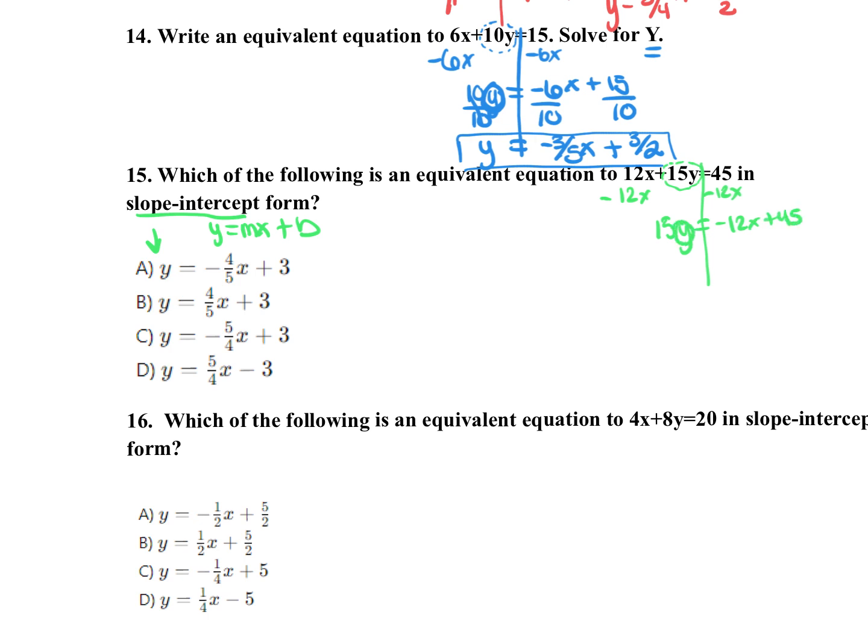I need the y by himself. The y is multiplying with 15. So to undo multiply, you have to divide every single piece by 15. Y equals negative 12 divided by 15 in a calculator reduces to negative 4 over 5 x plus the 45 divided by 15 is 3. So this would get us answer choice A.